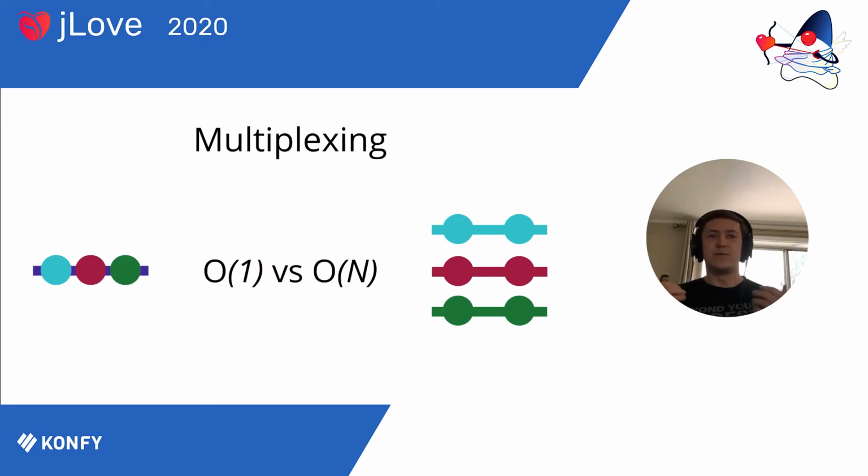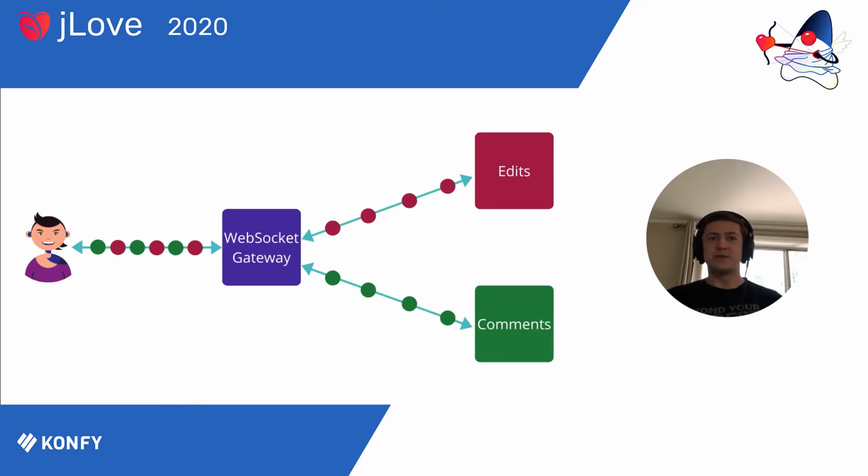So in order to avoid this, we have to perform multiplexing of different channels within a single connection, of different backends within a single connection. And that way, the number of connections will only grow with the number of users and not the number of backends that we need to support. And the most straightforward way to implement this functionality is to implement something like a WebSocket gateway.